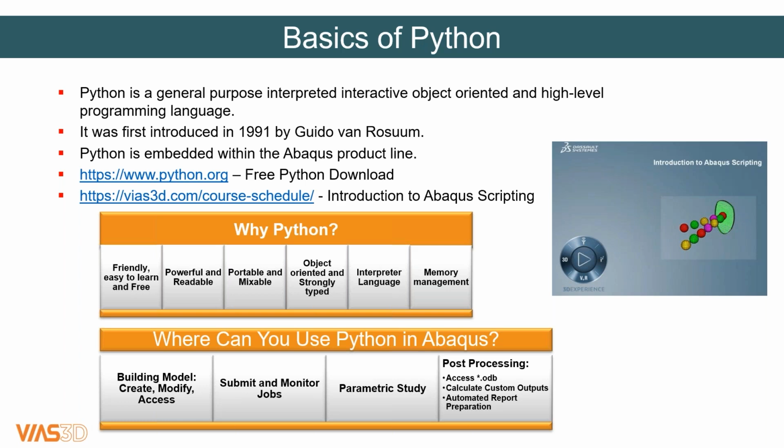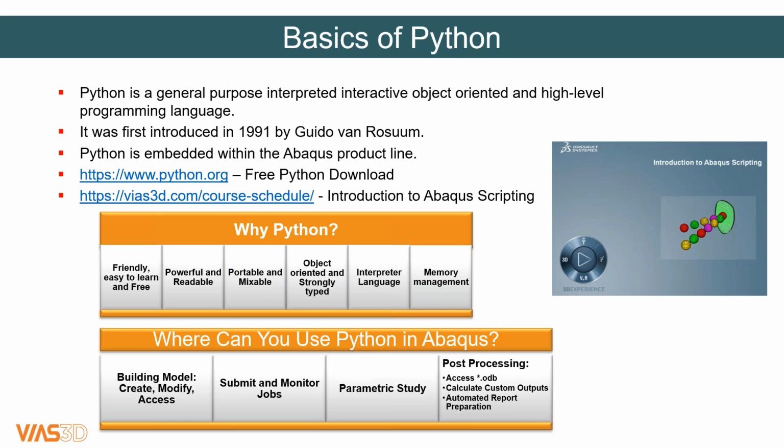Abaqus CAE does come with a basic distribution of Python with some of the basic modules or libraries you might be interested in, such as NumPy. And I think they've extended into later versions as well to matplotlib and SciPy and so forth. Again, why do we use Python? Easy to use, powerful, readable, portable, interpreted language. And where can you use it in Abaqus?